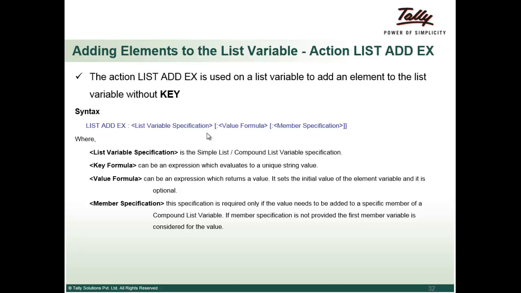So the syntax is almost similar to list add, with the exception that there is no key formula to be given here. And here we also see that the value formula and member specification are optional. If you just say list add x and give the list variable, an empty element will be added to the list variable. And if you just specify the value and not the member, then the value will be assigned to the first member of the compound variable. If you want to give the value to a specific member of the compound variable, then you give both the value and the member specification.